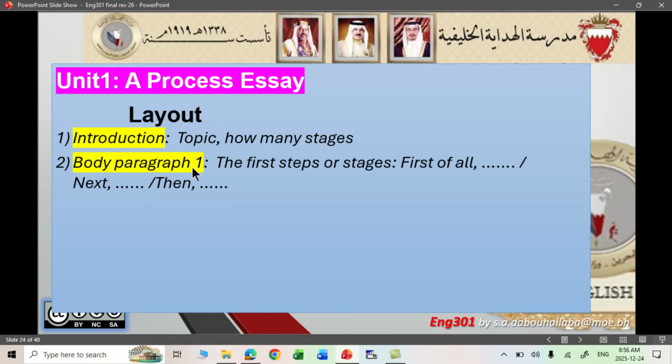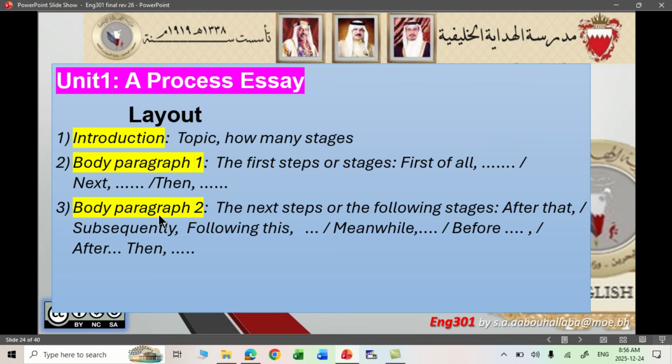And then in the body paragraph, you need to divide your writing into a number of body paragraphs. In each of them, you will talk about some of the steps or stages. So let's say that in the first paragraph, you will mention the first step or the first stages using words like first of all, next, and then. And next, you come to body paragraph 2. Here you are going to talk about the other or the following stages using words like after that, subsequently, following this, meanwhile, before, after, or then.